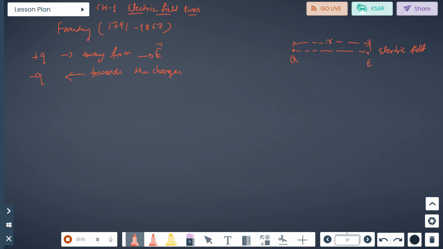We have a positive Q charge, and the field is radially outward. As the distance increases between these points, the magnitude always decreases. Then the arrows become smaller and smaller. Understand?